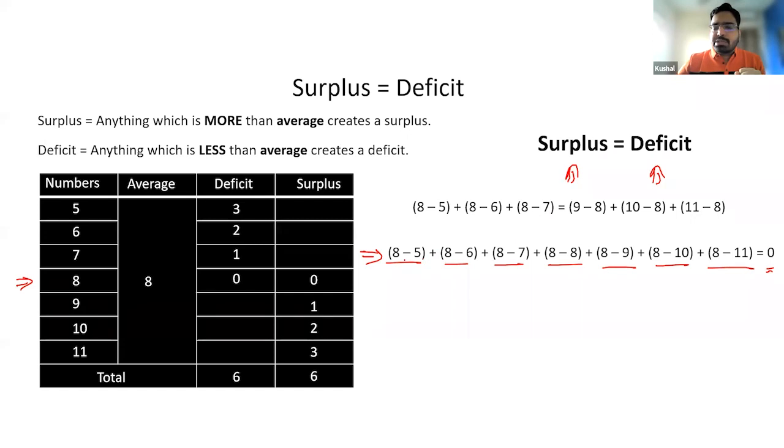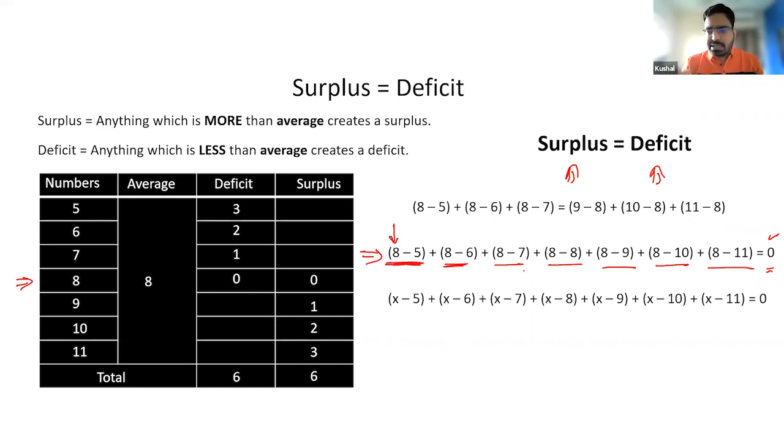So what you can do is, you can calculate these values, 8 minus 5, 8 minus 6. So I want you to put the average over here, take a difference with every value and put that value equal to 0. Some of these brackets will naturally give you negative values. Some of these brackets will naturally give you positive values, and the entire sum would then become equal to 0. So let me put it in the equation format. X being the average, x minus 5, 6, 7, 8, 9, 10, and 11. Take the sum of all of these brackets and put that value equal to 0. Of course, it has to happen. There's no other way out, right?